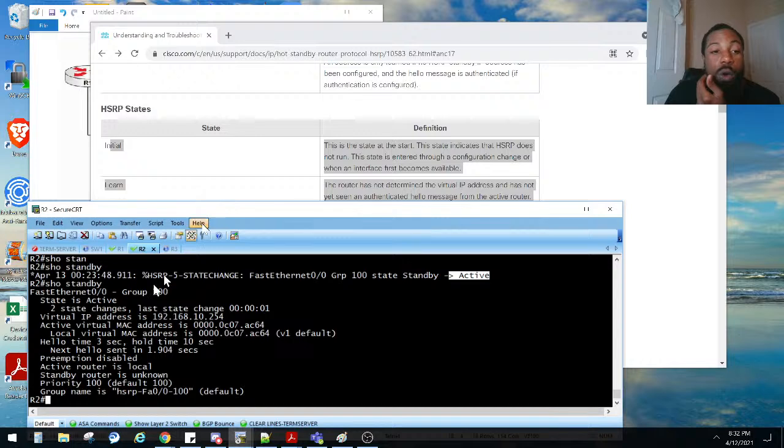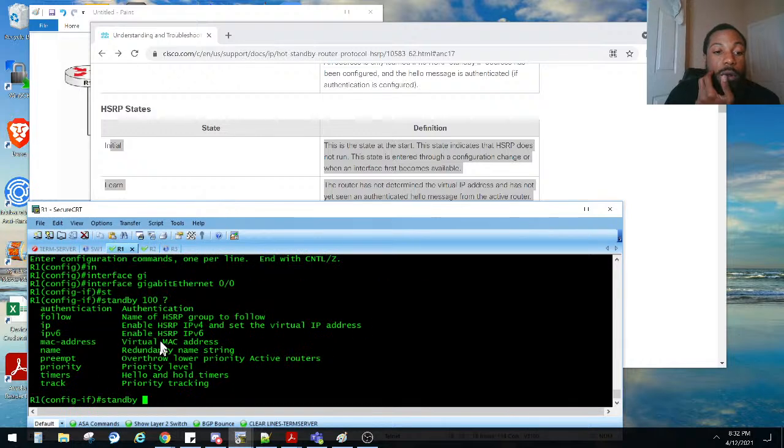So, did anybody figure out what group it puts it in if you don't put them in a group yet? If not, let me show you. I just do standby, right, and give him the IP address of 192.168.10.254. Let's see what happens here.